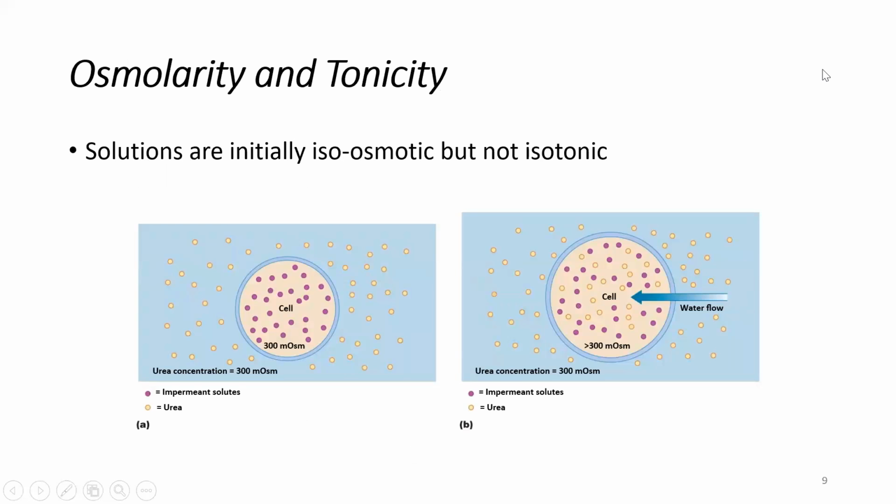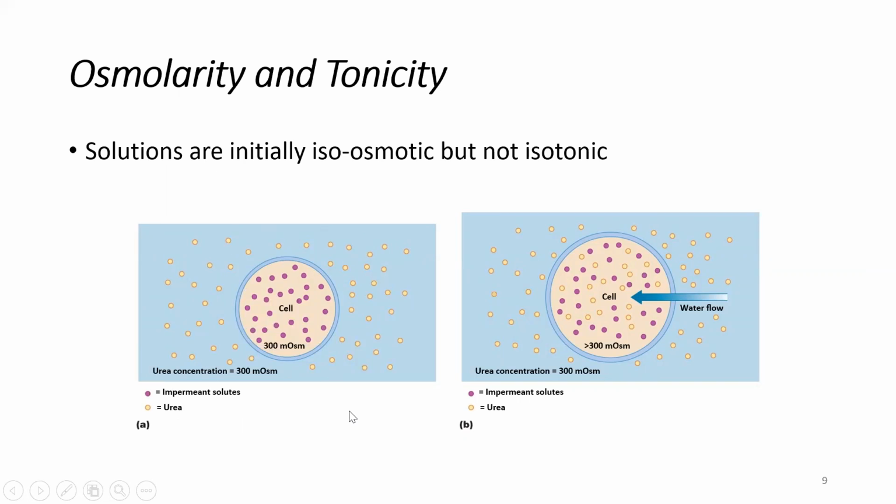To kind of drive home the point of osmolarity versus tonicity, let's talk about this solution here as an example. We can have a solution that is initially isoosmotic, but is not isotonic. And to kind of explain what that means, let's look at this example here. We've got a cell, and we've got 300 milliosmoles as the internal osmolarity. We've got 300 milliosmoles as the external osmolarity, so the solution in which that cell is suspended. And so we have an isoosmotic scenario happening here, right? We've got 300 inside and 300 outside.